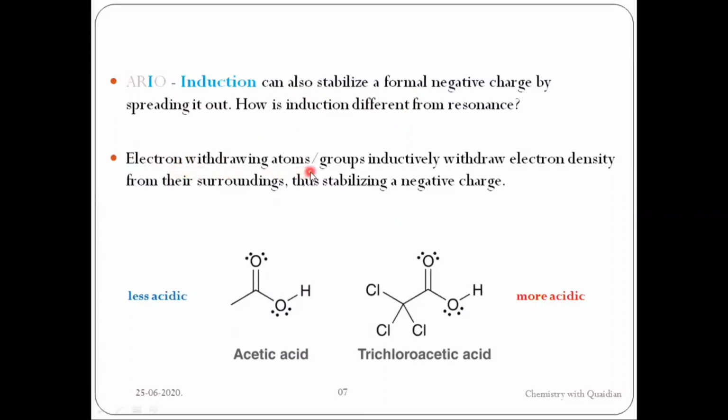Electron withdrawing atoms or groups inductively withdraw electron density from their surroundings, thus stabilizing a negative charge. You know that the more electronegative the atom, the more it will withdraw the electron density from its surroundings and the more acidic the behavior. In acetic acid, there is no withdrawing group attached, while in trichloroacetic acid, there are 3 chlorine atoms that are highly inductive. You know that the halogen family is the most inductively withdrawing group. So the more halogen groups attached, the more acidic the compound will be.